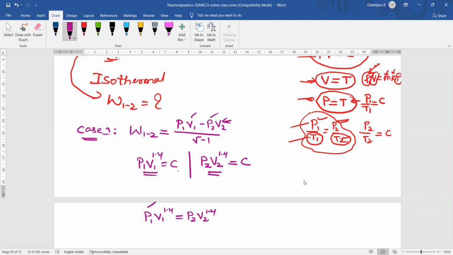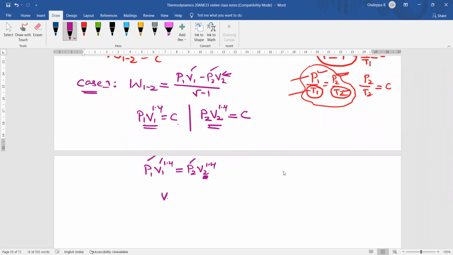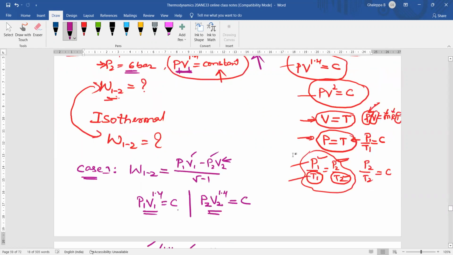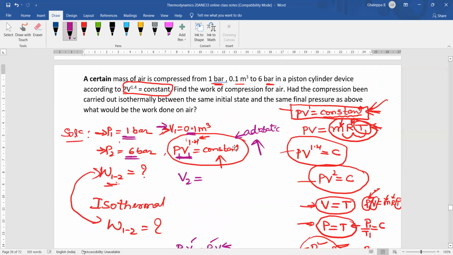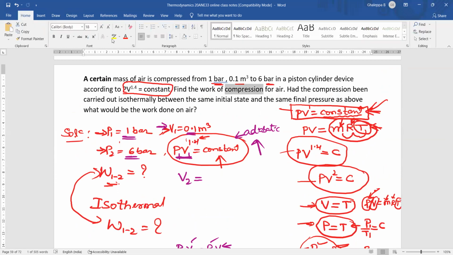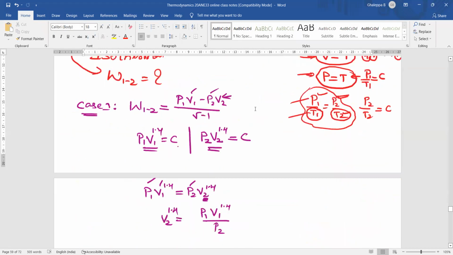Here P1 is given, V1 is given, P2 is given. The only unknown is V2. So calculate V2 using the calculator. V2 should be more than 1 or less than 1? And it is a compression process. Less than 1. It should be less than 1 because it is a compression. I have highlighted the word compression. So V2 should be less than 1.